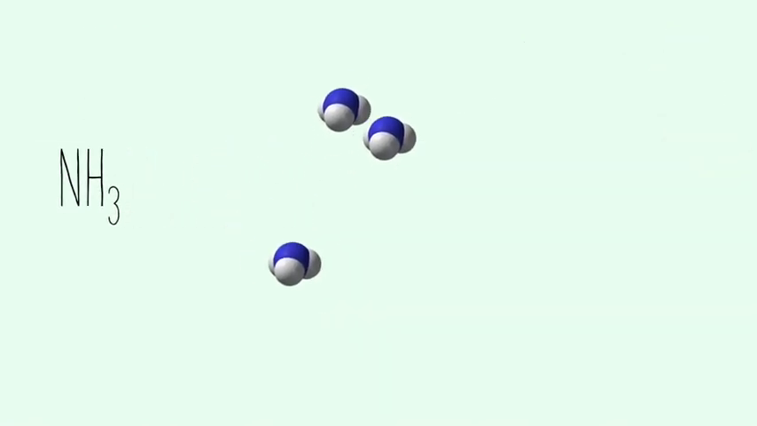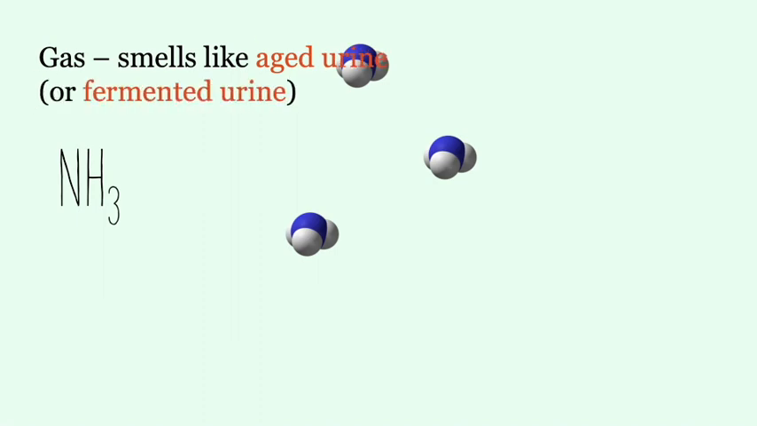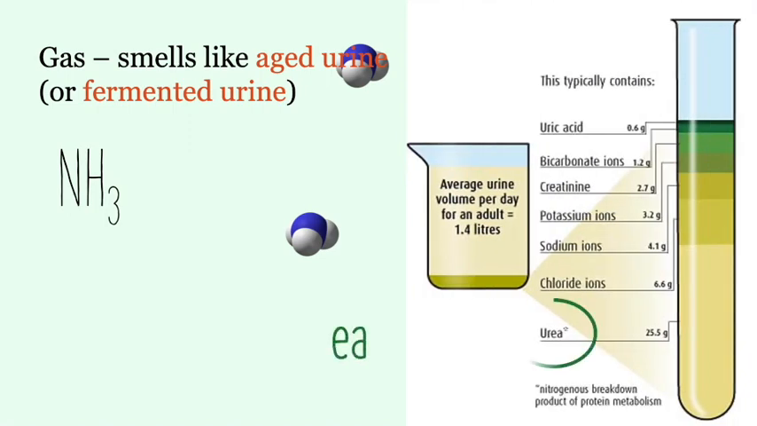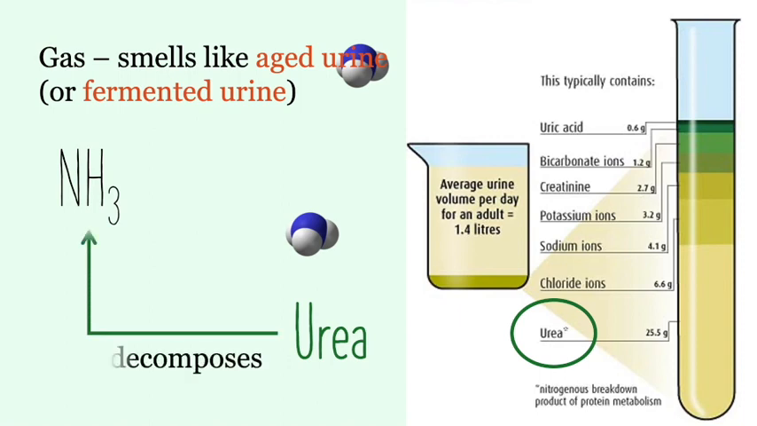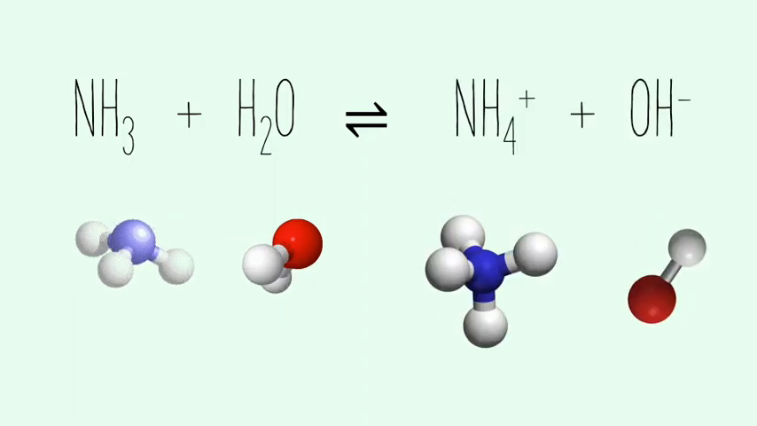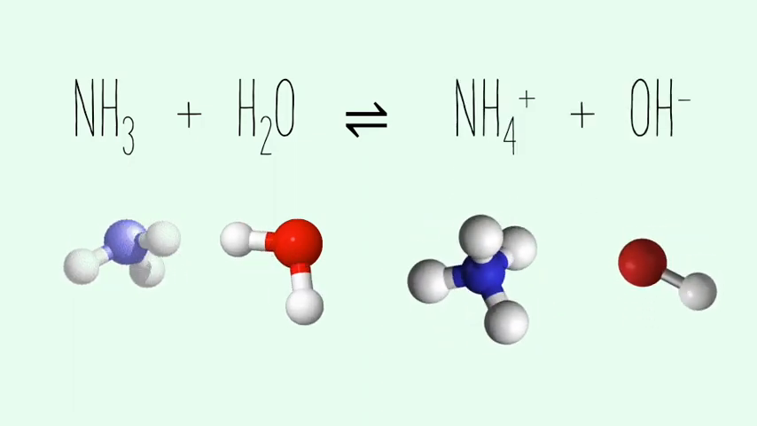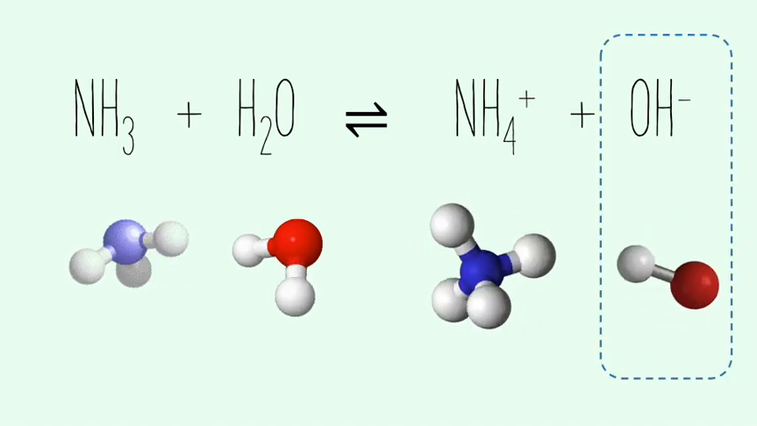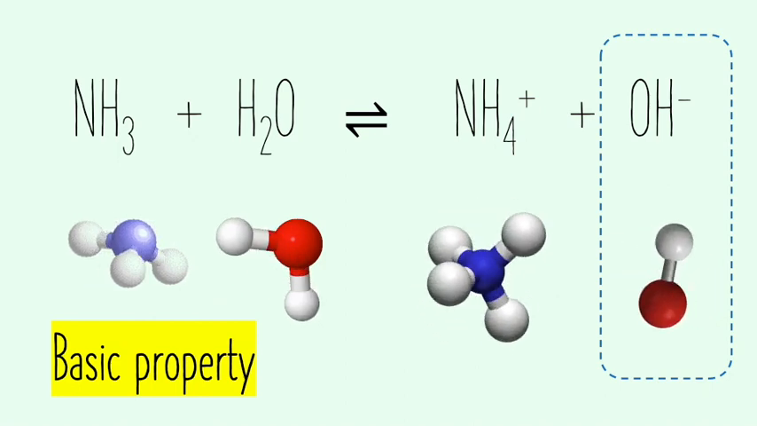In normal conditions, ammonia is a gas smelling like aged urine or fermented urine. This phenomenon is caused by the existence of a substance called urea, which decomposes into ammonia when urine is exposed to bacteria. If we dissolve ammonia in water, it reacts with a water molecule to form an ammonium ion and hydroxide ion. Because hydroxide ion is yielded, ammonia is said to have basic property.